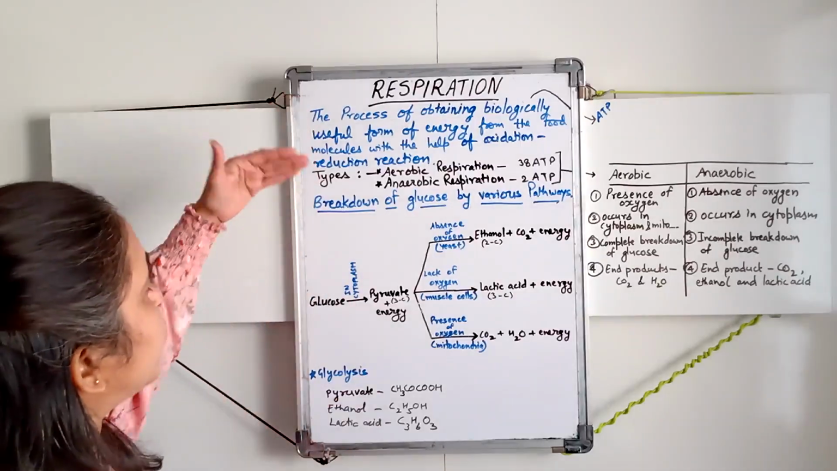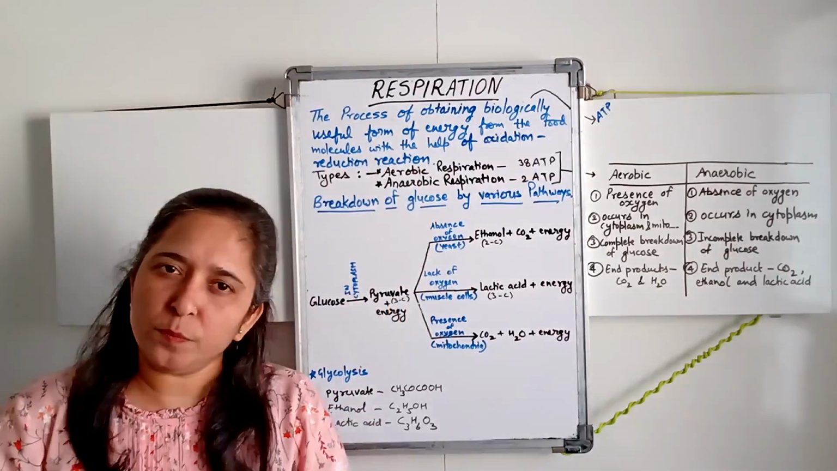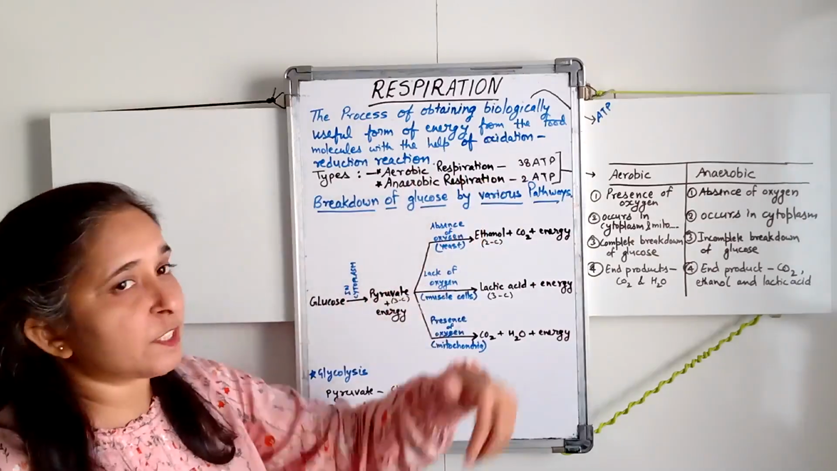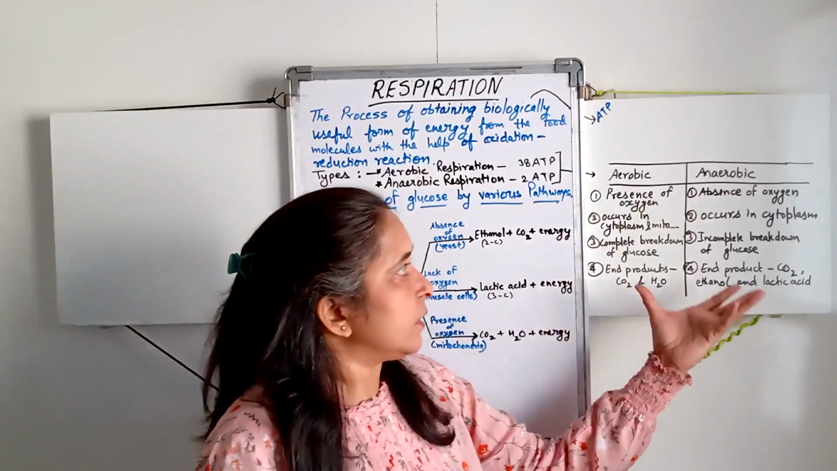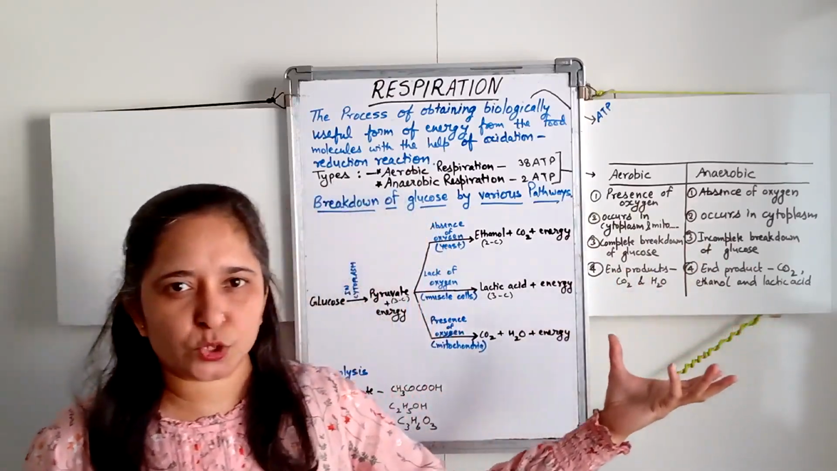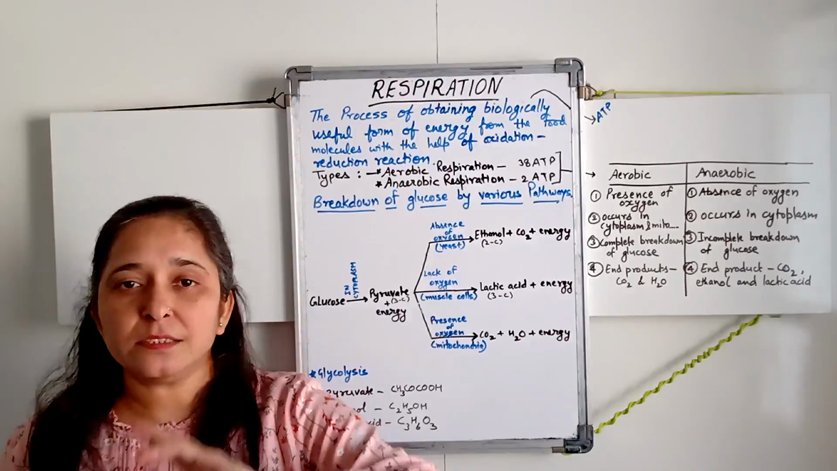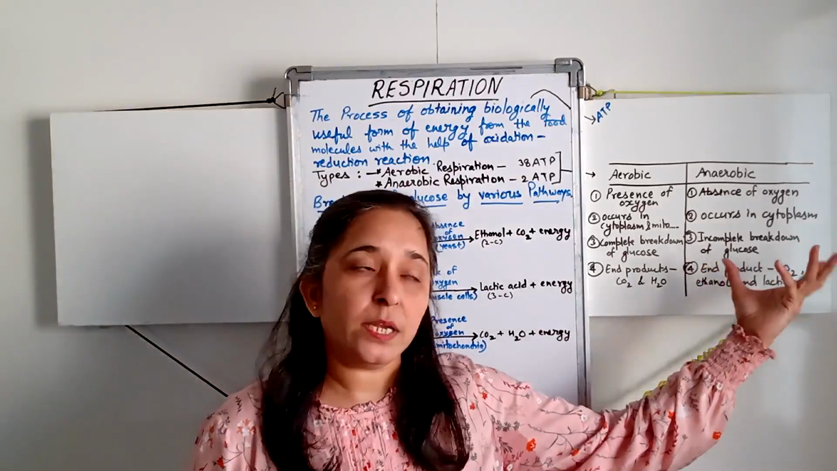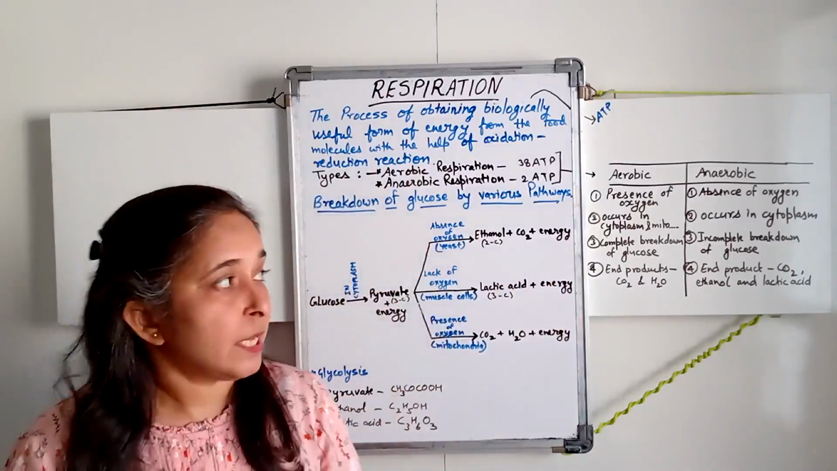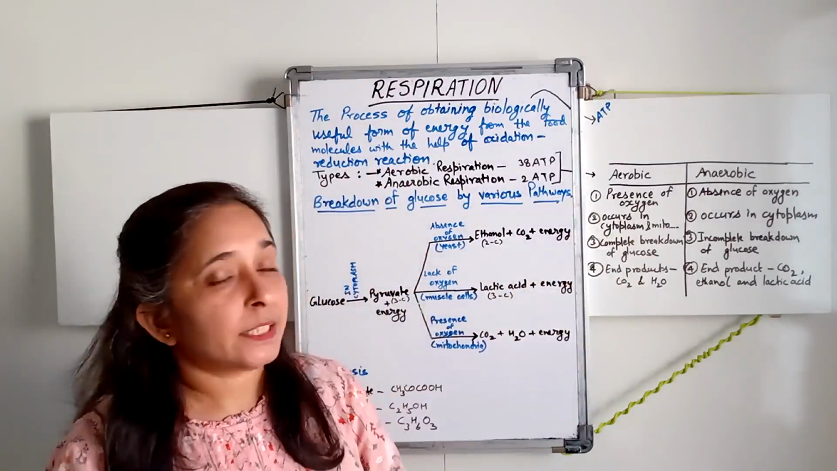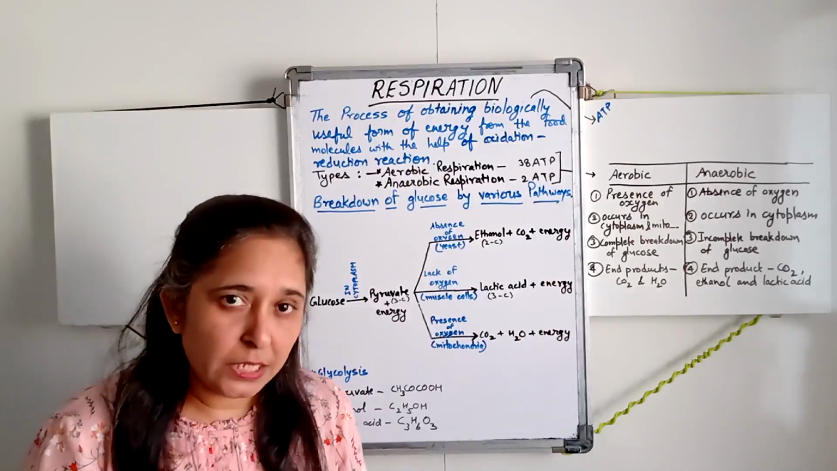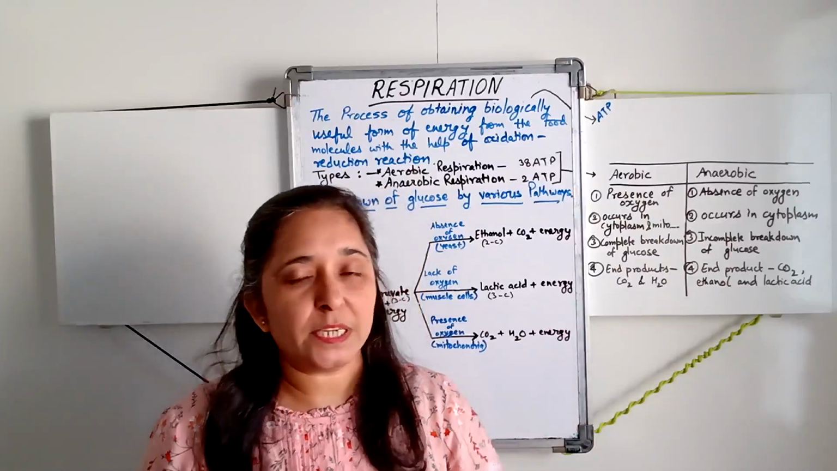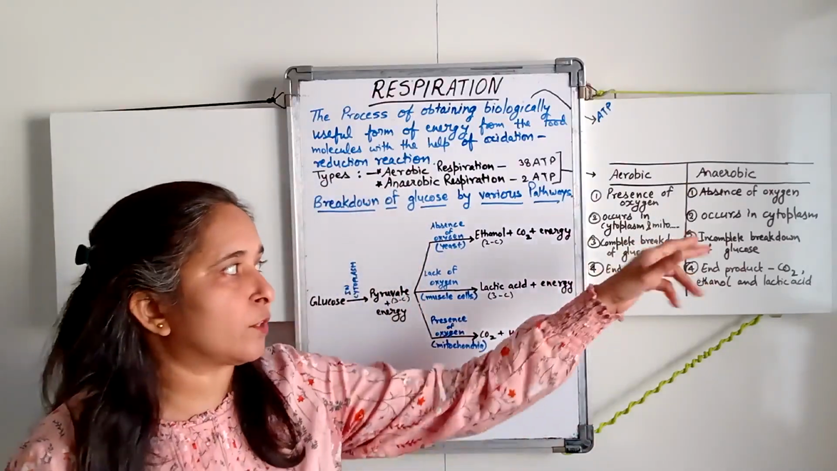Now here there are two types of respiration. That is aerobic respiration and anaerobic respiration. Now what is this aerobic respiration? You can look here. They have given the differentiating points between these two. Aerobic respiration is the respiration which takes place in the presence of oxygen, and anaerobic one in the absence of oxygen. The second differentiating point is that aerobic respiration occurs in cytoplasm and mitochondria, but anaerobic respiration takes place only in cytoplasm.